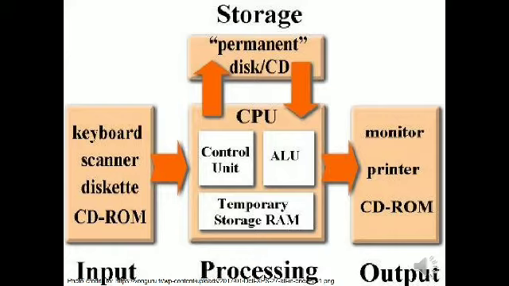This is the input-process-output cycle on how to store the data. Input devices include keyboard, scanner, diskette, and CD-ROM. Going to the CPU, the CPU will then communicate to the secondary storage device for permanent storage of the information. Going back to the CPU, the monitor, printer, and CD-ROM drive will provide the output.